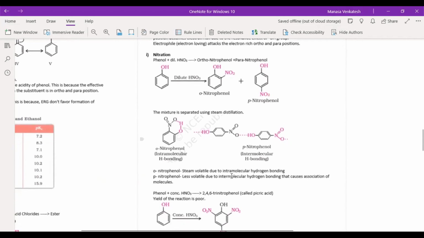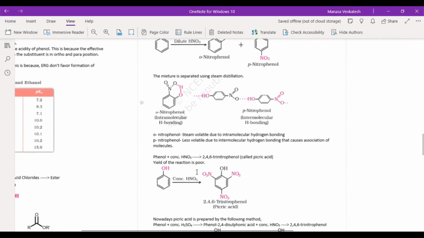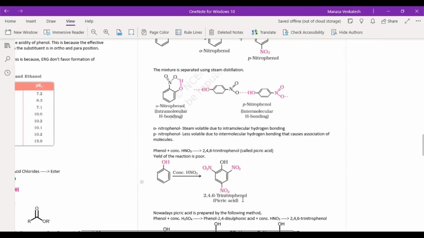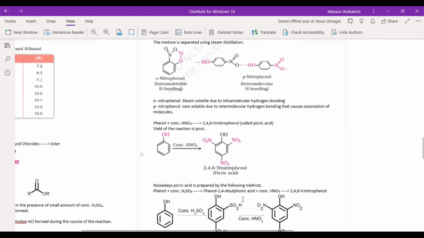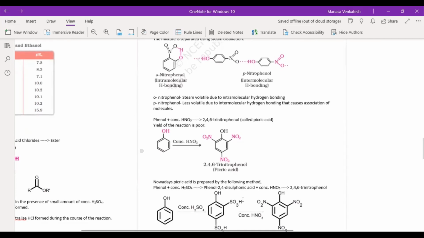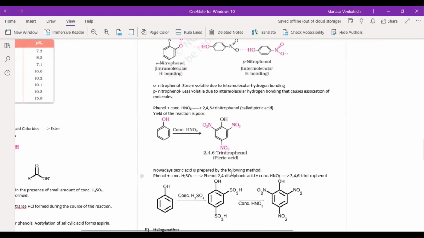Now, when we change the conditions, we get a different product. Phenol reacts with concentrated HNO3 to give us picric acid, which is 2,4,6-trinitrophenol. But the issue with this particular reaction is that the yield of the picric acid formed is not that great. And when the yield is not that great, it's not worth using so many reagents and getting those products. Instead, picric acid is made by this method.